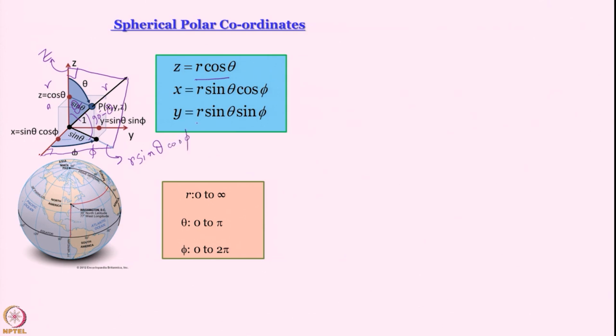Similarly, y turns out to be r sin theta sin phi, because r sin theta is the length of the projection, the same in both. Quite simple. You can work out the inverse relation. Here x, y, z, the Cartesian coordinates, are subjects of the formula. You can turn it around and make r, theta and phi the subject of the formula. I will not do that, you can do it yourself.